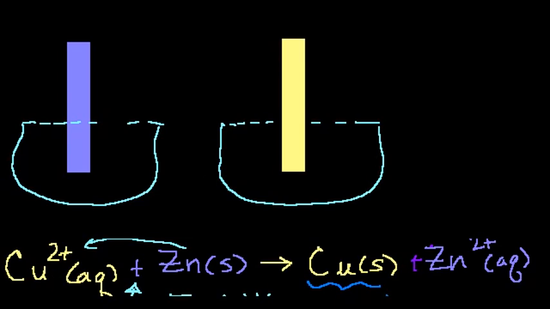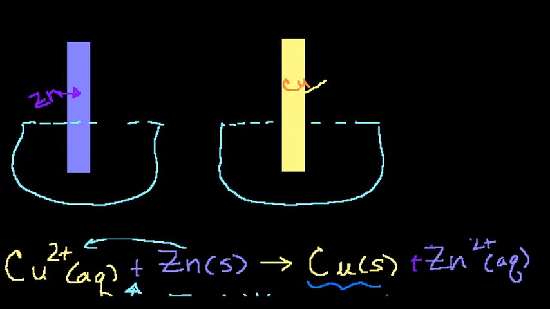And let me label them appropriately. So this is my zinc right here, bar of solid zinc. And this is my bar of solid copper. I should do it in a different color. So this is copper right here, my bar of solid copper, and then I have an aqueous solution.